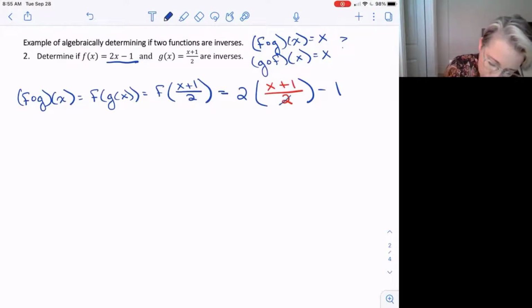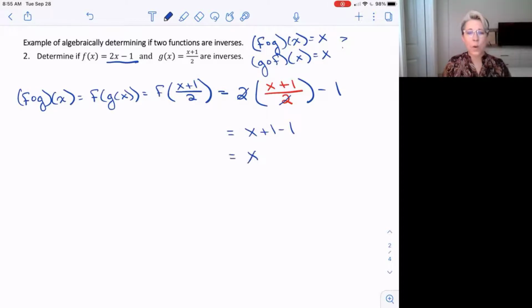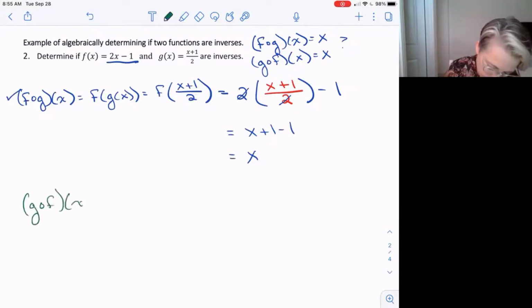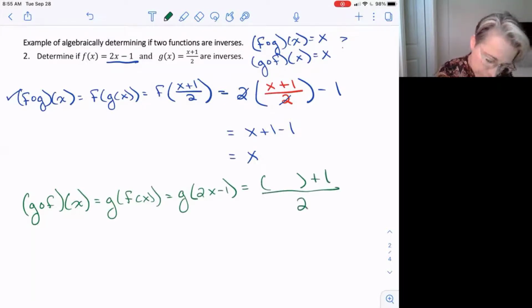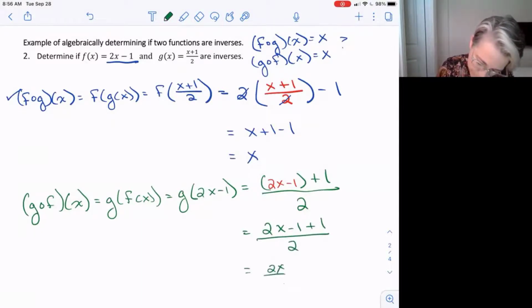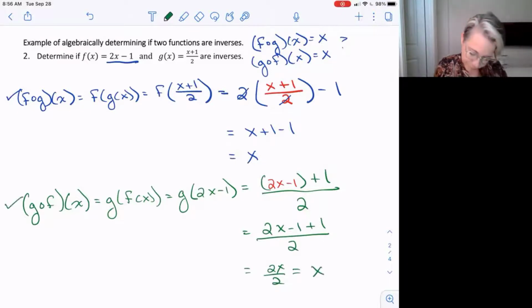So here the 2's divide out. We will be left with x plus 1 minus 1, which does in fact equal x. So every operation in there undoes the other, so to speak, and we're left with just the variable by itself. So the f of g checks. Now we have to try g of f. So when we plug in f of x into g of x, we don't need the parentheses anymore. The 1's reduce, the 2's divide out, and we are left with x. So f of x and g of x are in fact inverse functions.